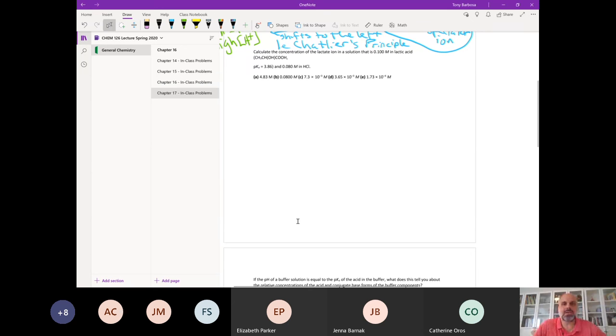The sample problem says, calculate the concentration of lactate ion in a solution that is 0.10 molar in lactic acid, and it gives you the structure there. The pKa is 3.86 for lactic acid, and the solution has 0.08 molar HCl added. There's a little typo, an extra space in here. So now we're going to do the exact same thing. Take some time and work through it. If you have any questions, post them in the box there.